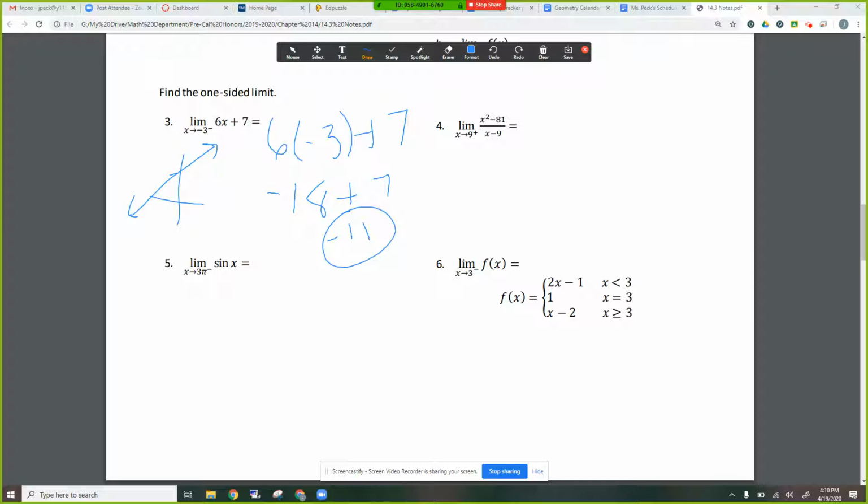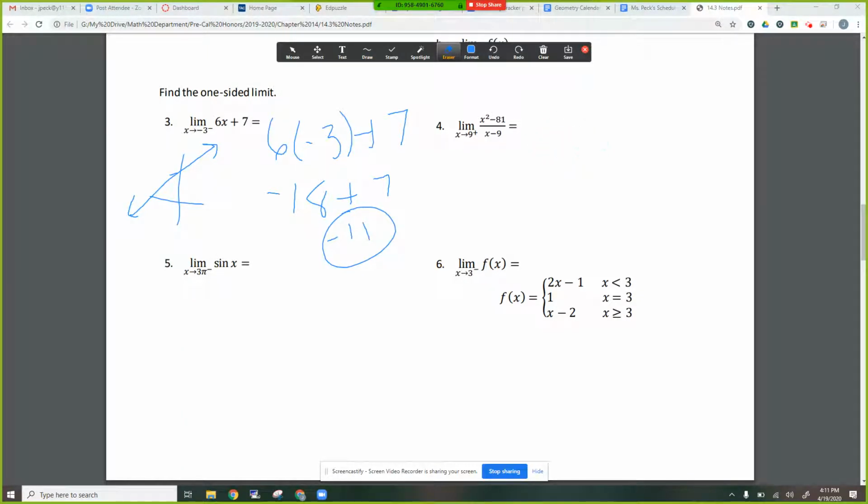Number 4, we're going to do the same type of thing. Once again, because it's not a piecewise function, we're just going to plug in 9, and it's going to be the same from the left and the right because it's not a piecewise function where everything is jumping around. So if I plugged in 9 here, I would have 9 minus 9, which gives us 0 on the bottom, and we don't want that.